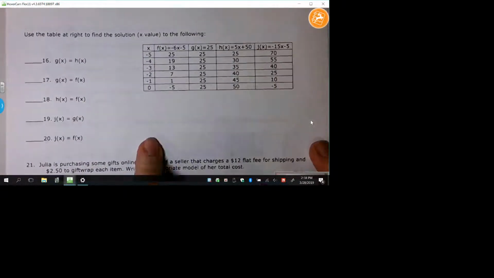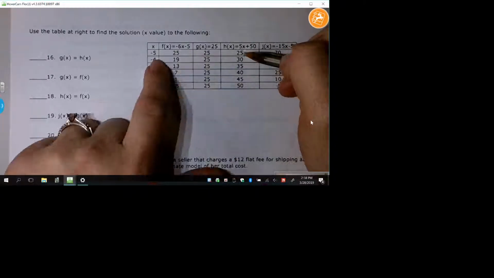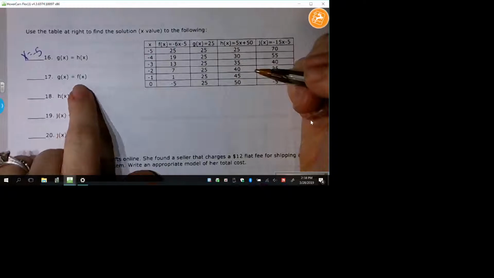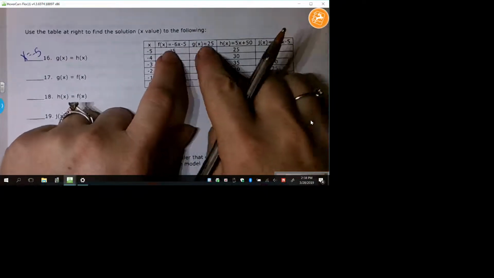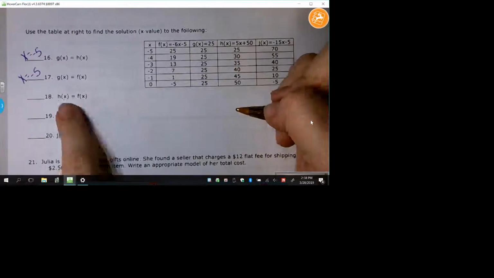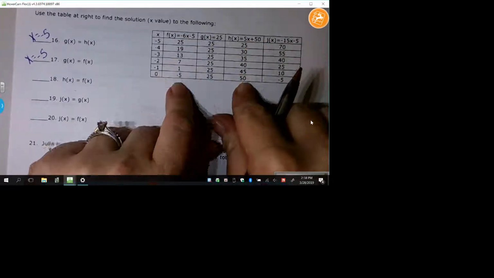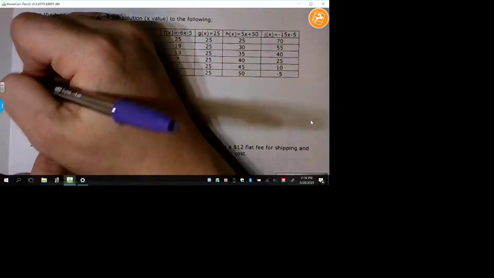Alright, next page. This is the same concept, except I'm giving you a table this time. So G equals H, we're looking for where they match. They match right here, which is at negative 5. G of X equals F of X, which they match right here at negative 5. H of X and F of X, same spot right there at negative 5. Lots of negative 5s today.